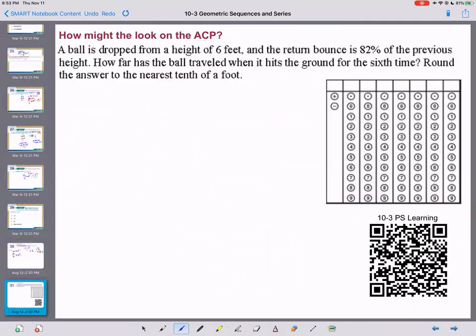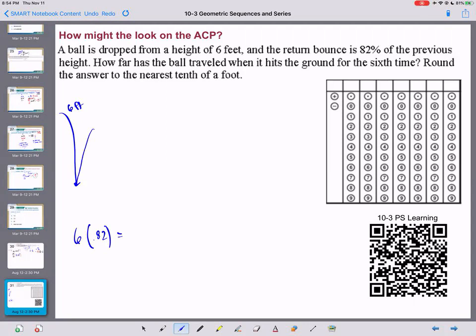Okay, let's look at the last ACP problem. The ball is dropped from a height of 6 feet. Let's say this is 6 feet tall. And the return bounce is 82% of the previous height. So it's going to come up 82%. I don't know what that is. 6 times 0.82.